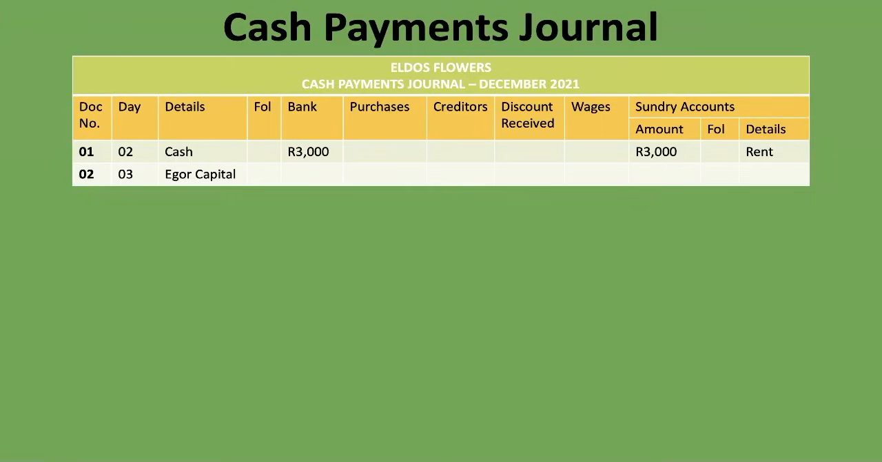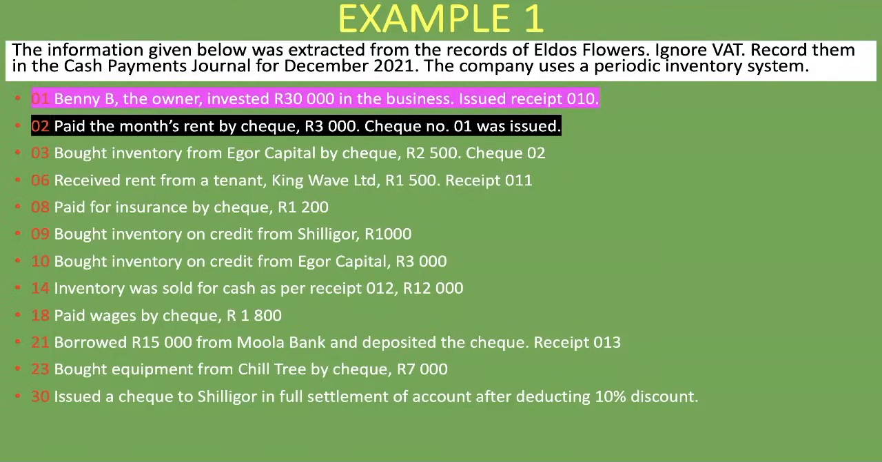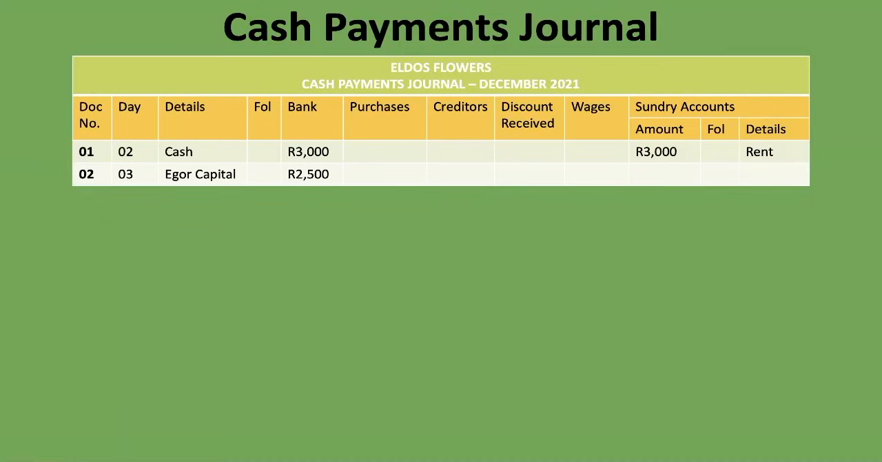So if you're given the name, you put it under details. If you're not given the name, then you'd put it as cash under details, and you'll see as we continue along as well. And the amount there is the one that we are given, and if you go back, you'll see it's 2,500. That is how much we bought the inventory for. So we put there 2,500. Now that is what goes under bank.